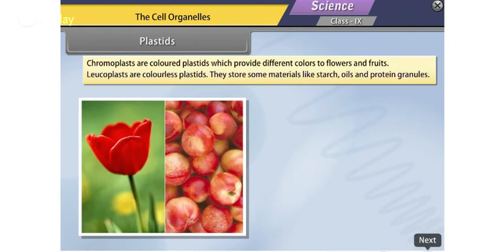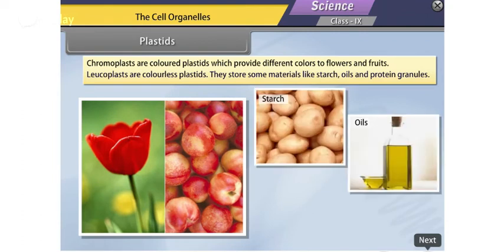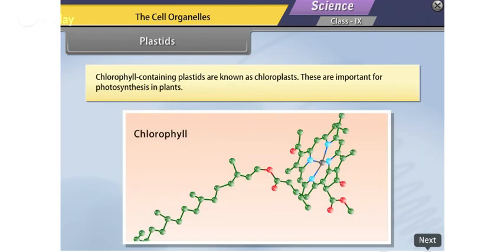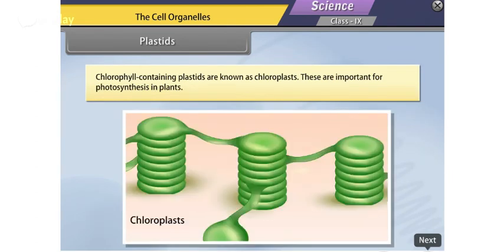Leucoplasts are colorless plastids. They store some materials like starch, oils, and protein granules. Chlorophyll-containing plastids are known as chloroplasts. These are important for photosynthesis in plants.